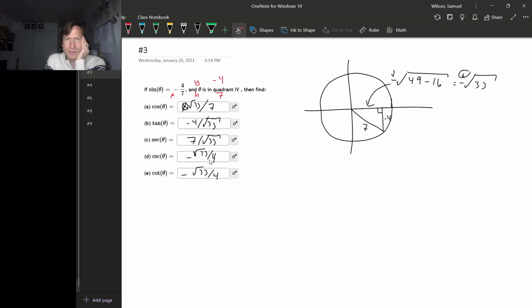Oh, I misread something. This one, reciprocal of sine. Sine is up here. I just looked at the wrong line. Reciprocal of sine is minus 4 over 7. All right, so be careful about what quadrant you're in.